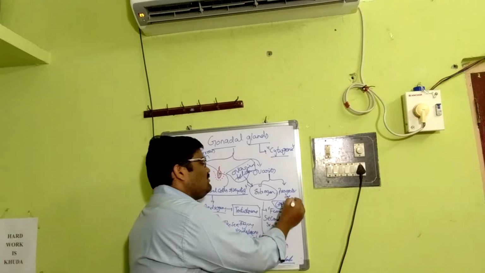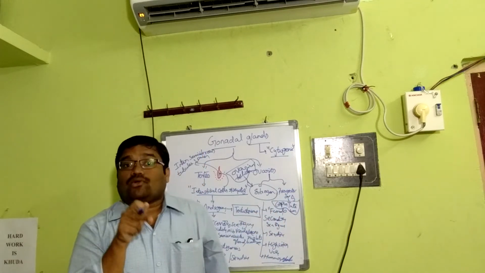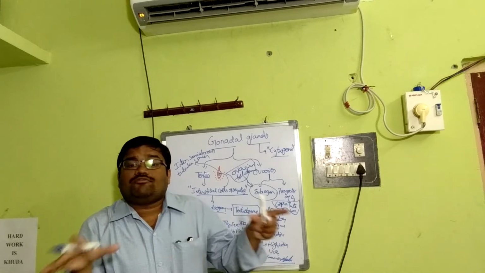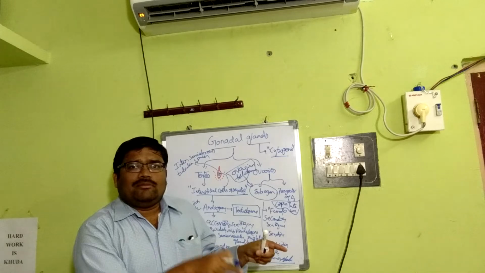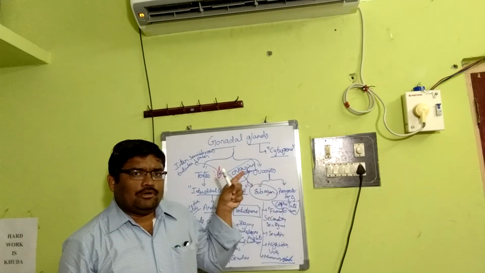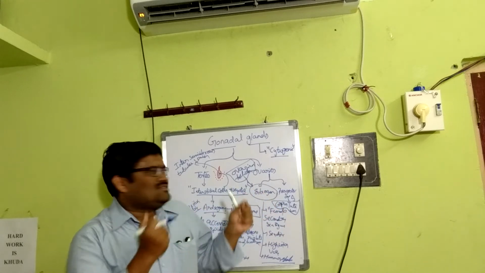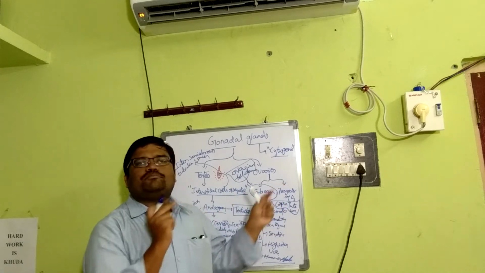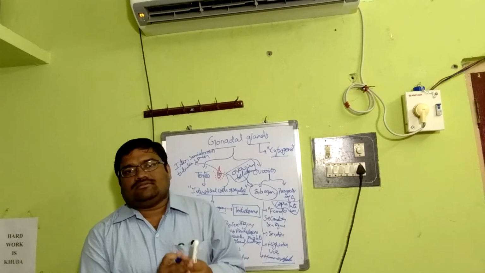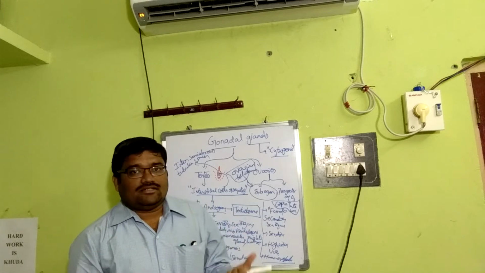And this corpus luteum will secrete progesterone. And this corpus luteum is maintained by prolactin. This is very important: how different hormones play a role in female characteristics. The ovulation is done by luteinizing hormone, and this corpus luteum secretes progesterone. This progesterone will prepare the uterus for implantation of the blastocyst, what we call pregnancy maintenance.